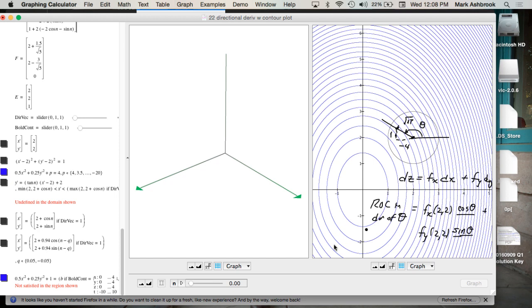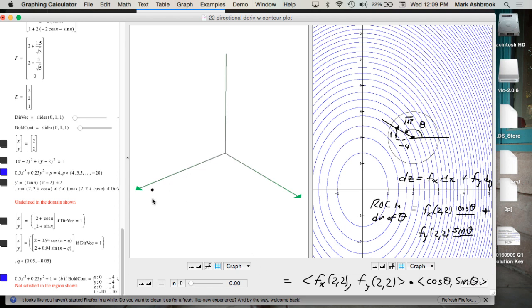Okay, and so then we can write that as the dot product of two vectors, right? Because you have two things multiplied and added together, right? So that's the same as the dot product of (f sub x at (2, 2), f sub y at (2, 2)) dot what? Cosine theta, sine theta. So that value will give you the rate of change at the point (2, 2) in any direction specified by theta.